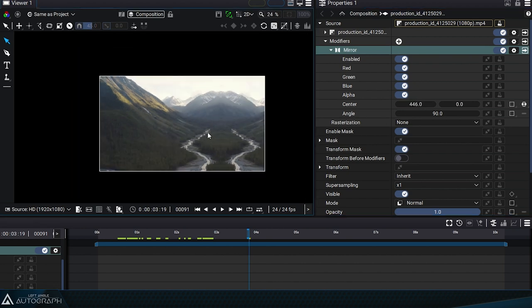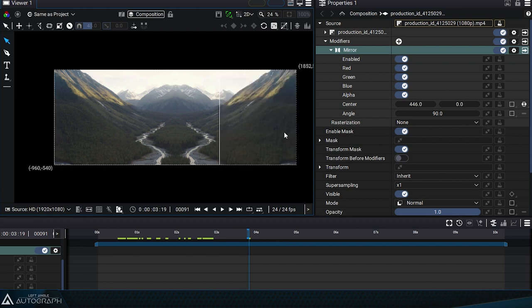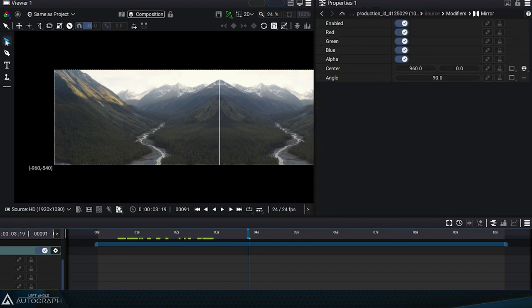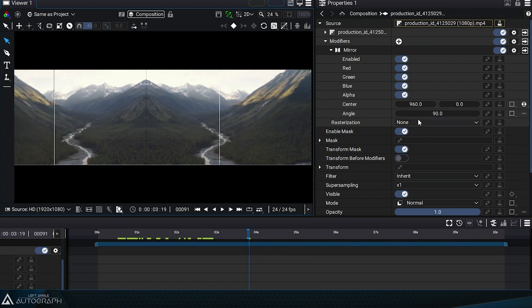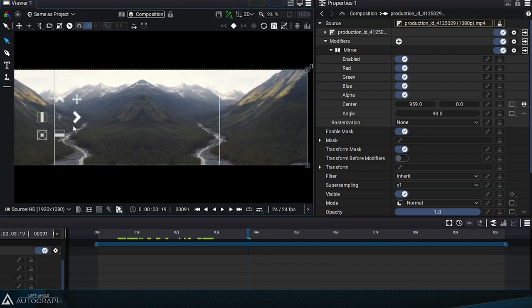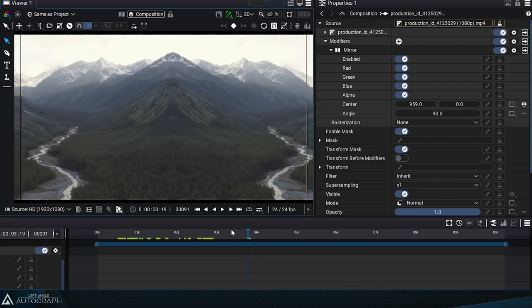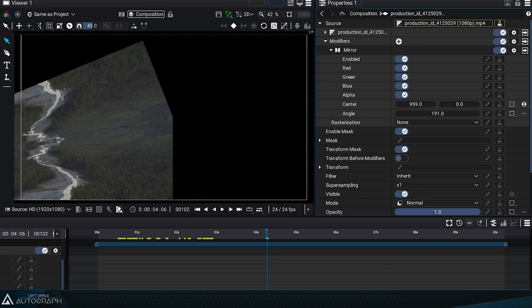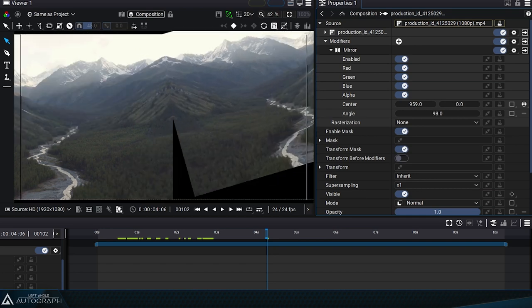By placing this center on the right side of the image, we notice that it is replicated outside the composition format. We multiply the number of pixels in width by 2. 0,0 represents the center of the image, so the value 960 represents half the width of this Full HD video. Bear in mind that the image extension created by this mirror modifier can extend outside the composition format.